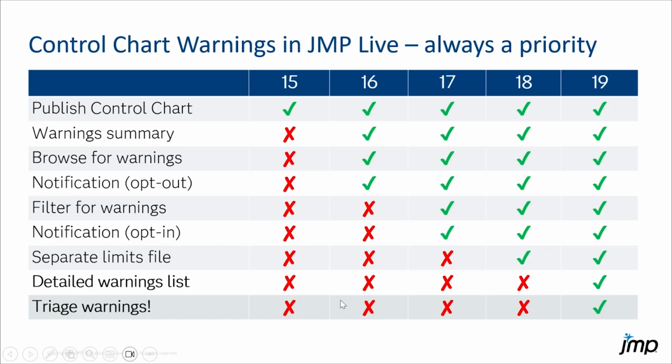If you want warnings triage, you need to publish your control charts to JMP Live using static limits, either set through a column property, through a limits file, through JSL, or through the interface, which will then save it as JSL.